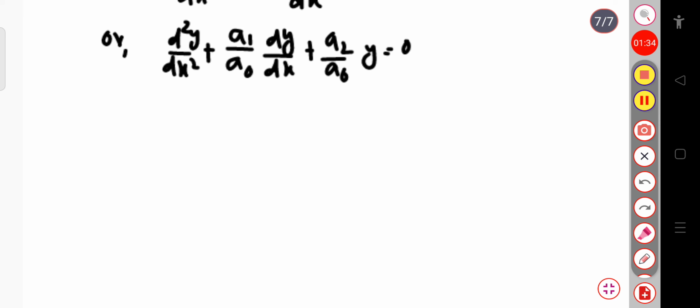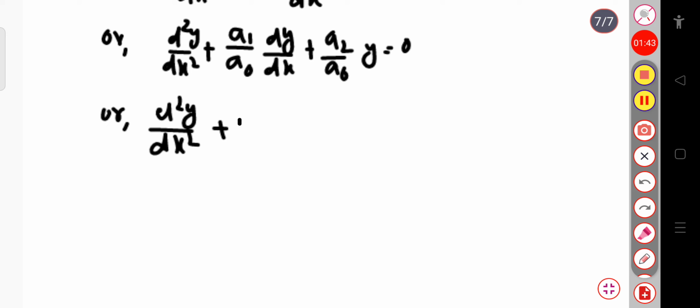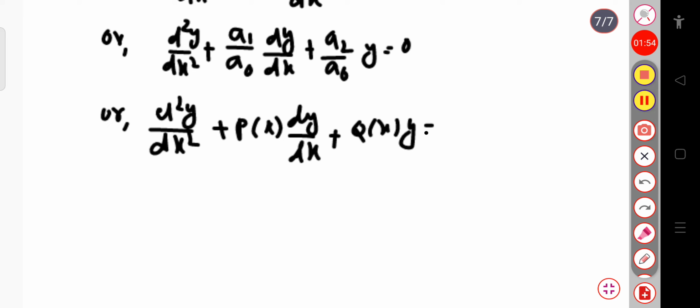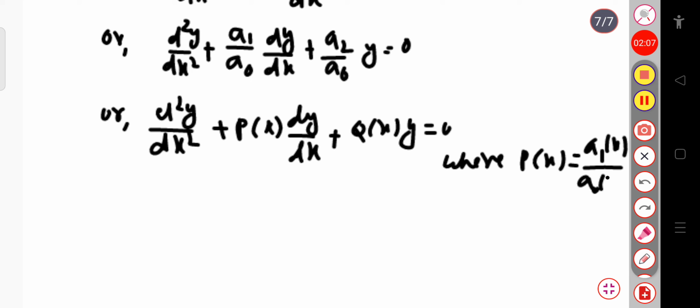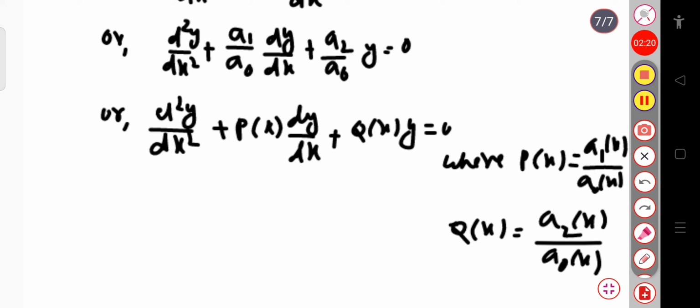And now this can be written as d²y/dx² plus p(x) dy/dx plus q(x) y equal to 0, where p(x) equals a1(x) divided by a0(x), and q(x) equals a2(x) divided by a0(x). So this is just the representation of p(x) and q(x).